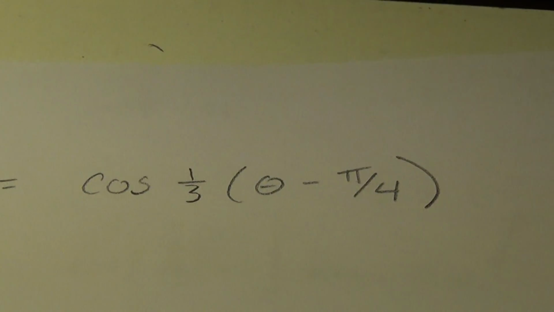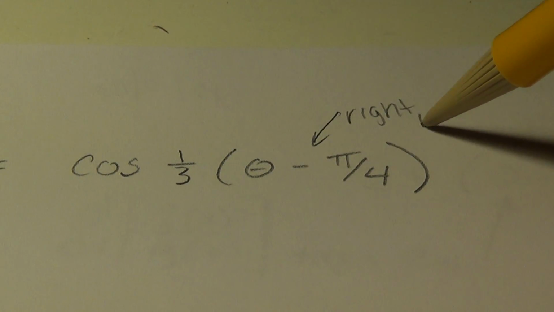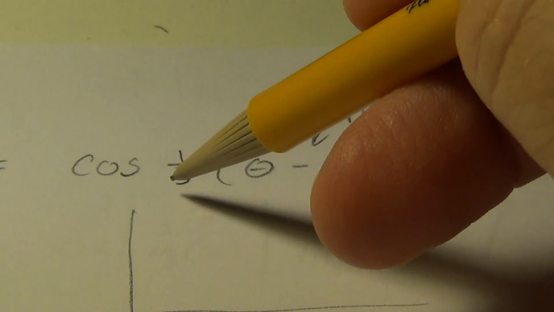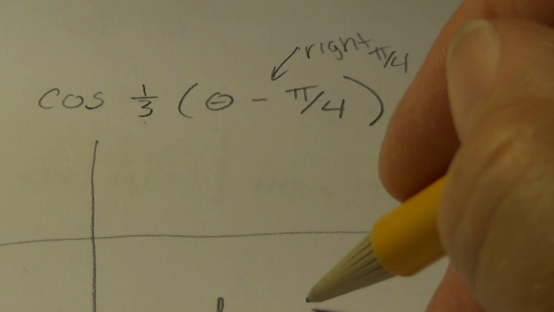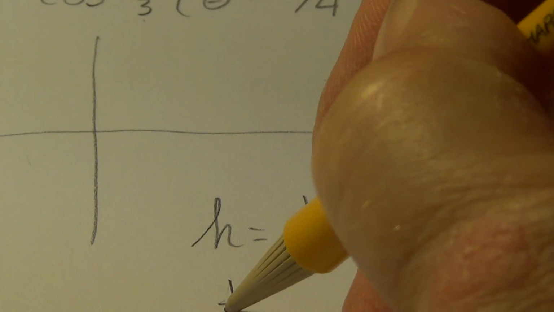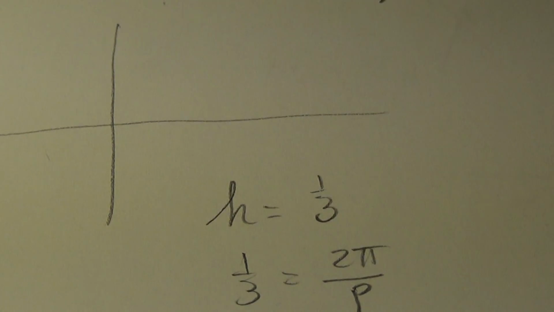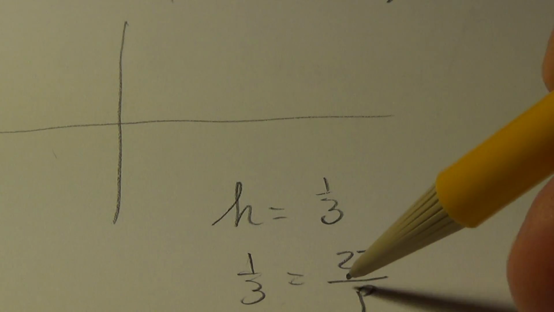Alright, let's look at a left-right. Here we have a cosine that's gone. Remember, it's always opposite. This is a right, pi over 4. So I'm going to notice also there's been a k change. So k is 1/3, and k is going to be 2 pi always divided by the period. I need to know the period so I can graph it, so I can have one mountain and one valley in this many radians.